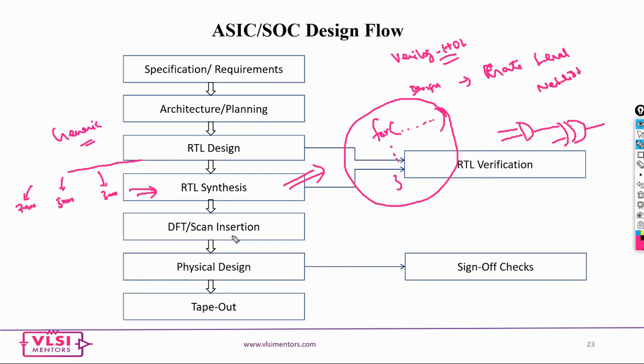Once you're done with synthesis, you have something called DFT or scan insertion. Then we do physical design, and then we go and deliver the GDS to the fab. So physical design is the last step.